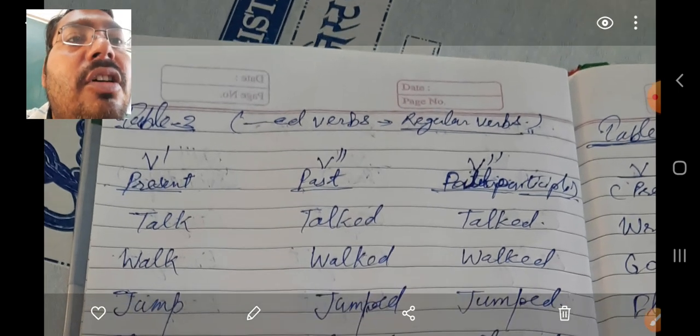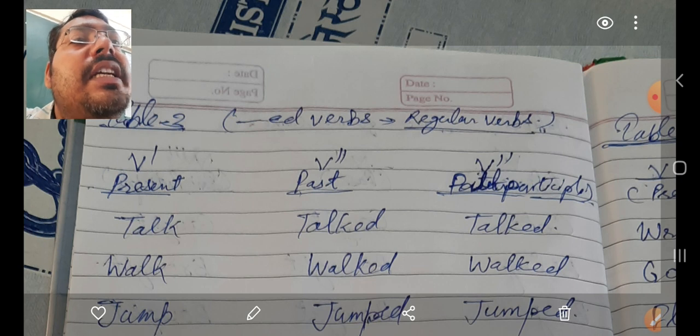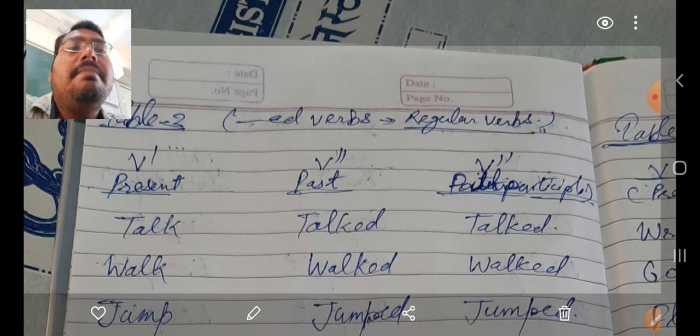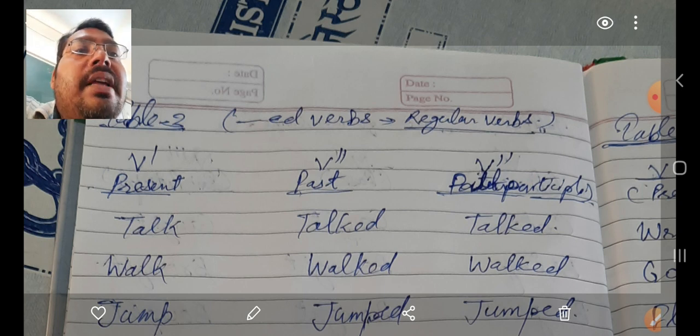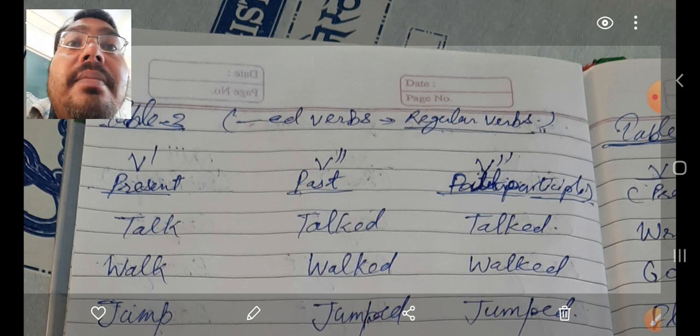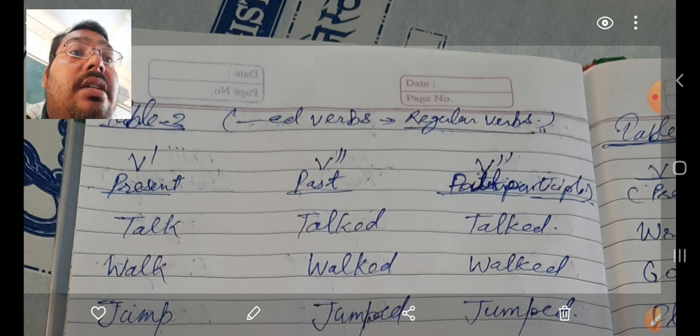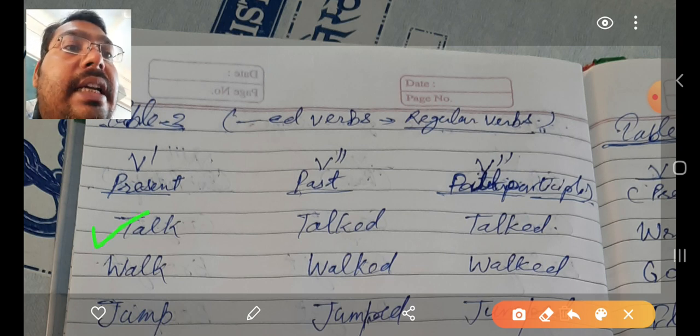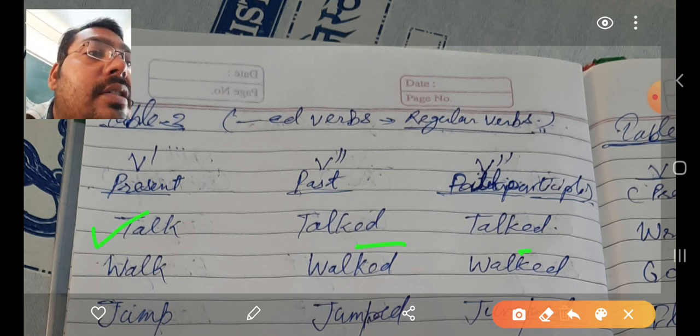How? It is called ed verb. Table 3 is ed verbs, which means it is also known as regular verbs. You simply add ed to the first form and you will get the second and third form. Like you can see, talk, talked, talked. You add ed to talk and get talked, talked.